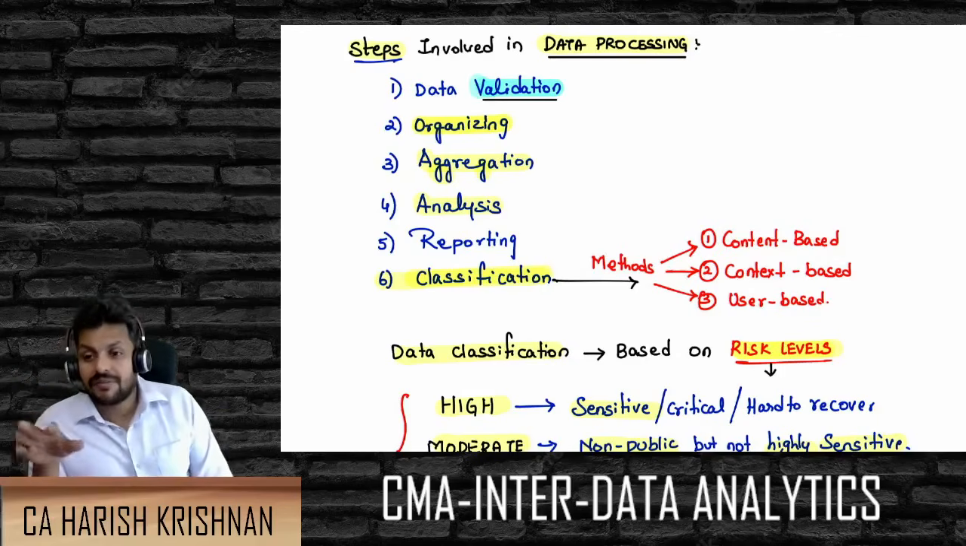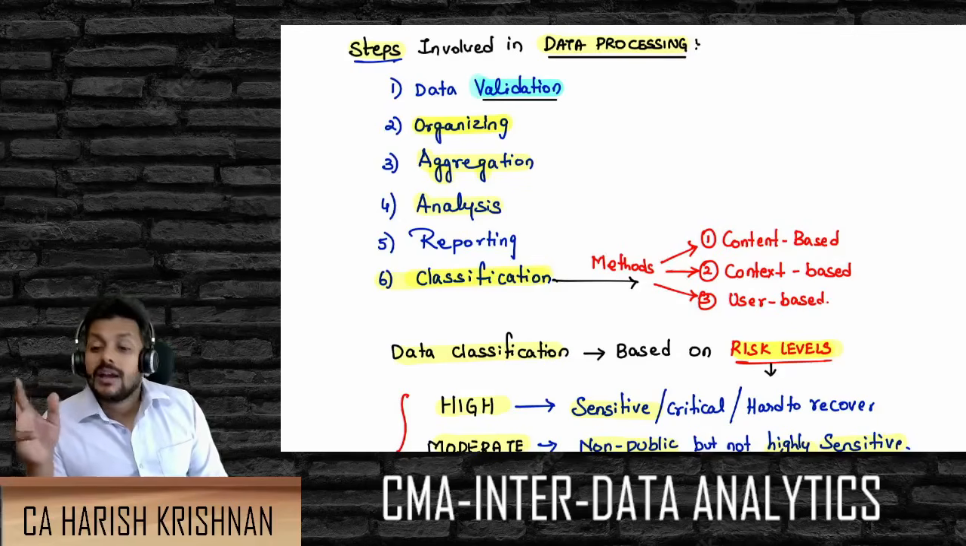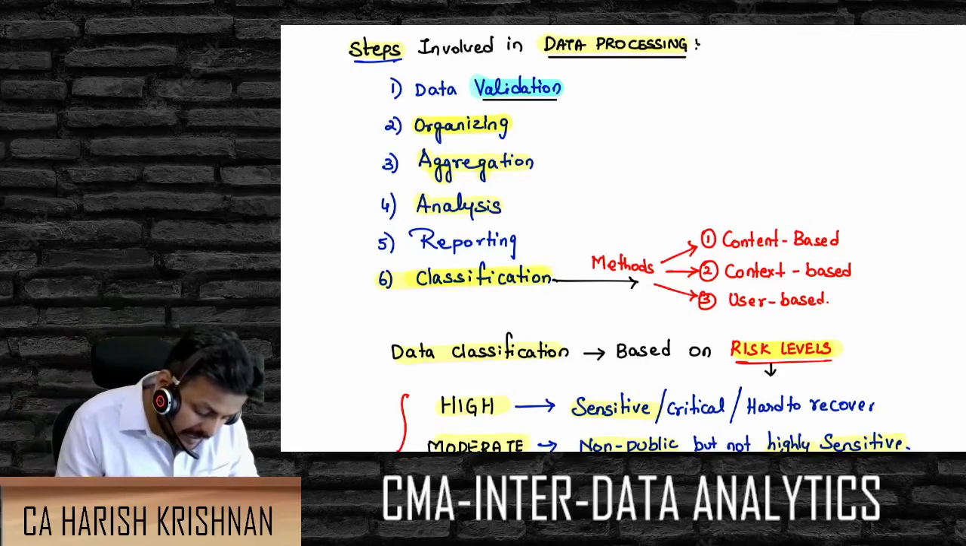But what if? The scenario is a different thing, right? So which data is important and which data is not? Classification becomes an important tool. Therefore, the last step involved in data processing is classifying the data correctly.